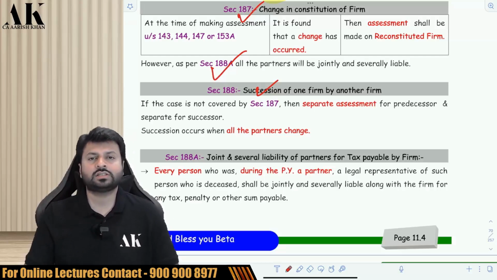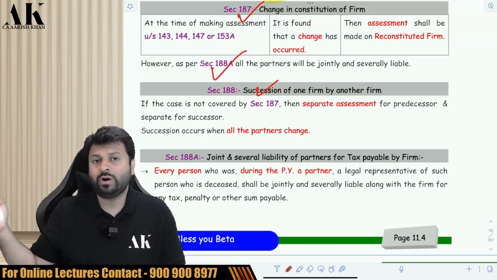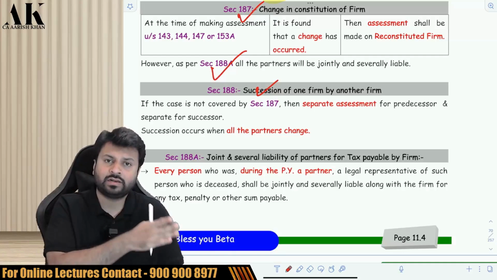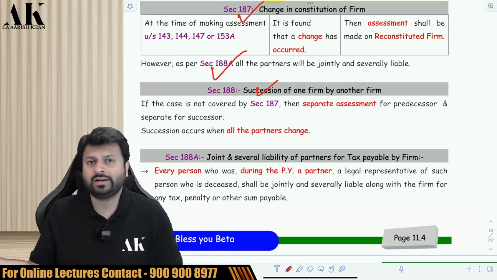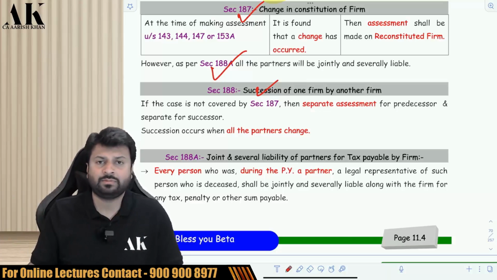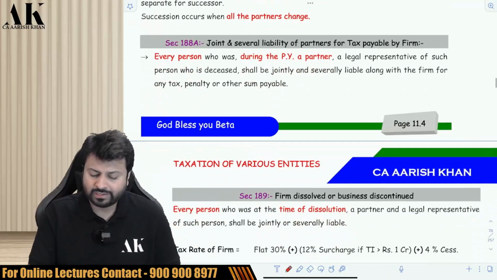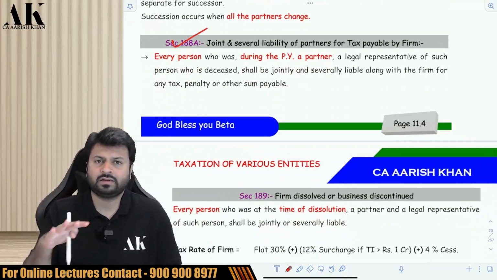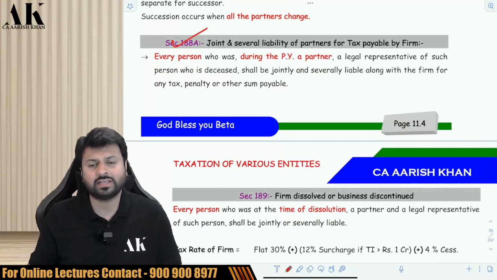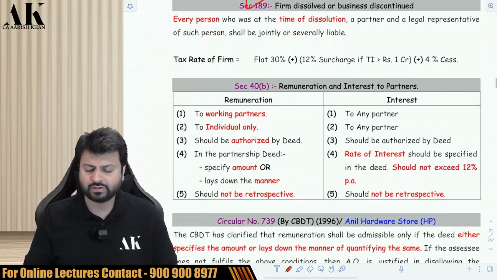And in case of succession, the firm has to file two returns. One return will be filed by the predecessor, one return will be filed by the successor firm. One return will be filed by ABC, one return will be filed by DEF. Next, liability, as I have said, every partner has to bear the liability in the year in which they are a partner. Next, what happens in case of dissolution of a firm?